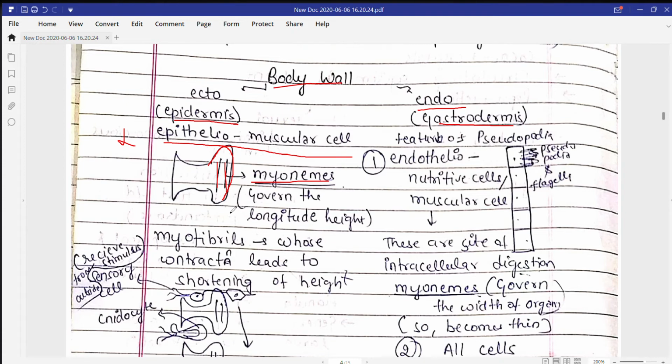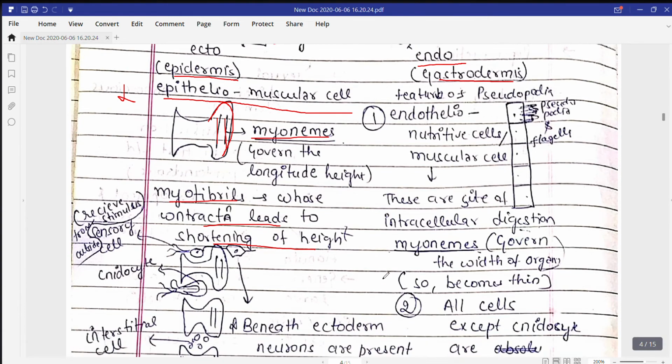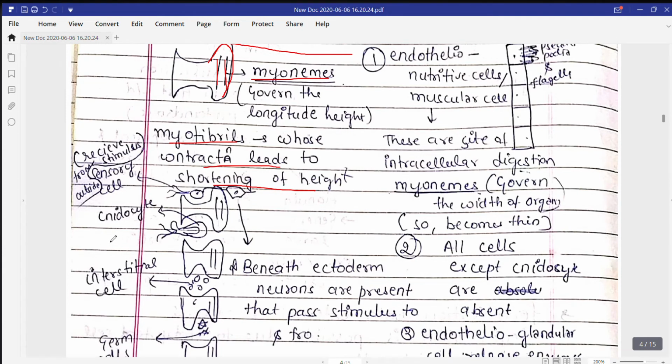Along with the myonemes, they have myofibrils, which contract and lead to the shortening of the height. So basically, myofibrils are for contraction and myonemes for maintaining the longitudinal height. They also have neurocytes, a specialized cell responsible for protection and defense, which we will discuss later.